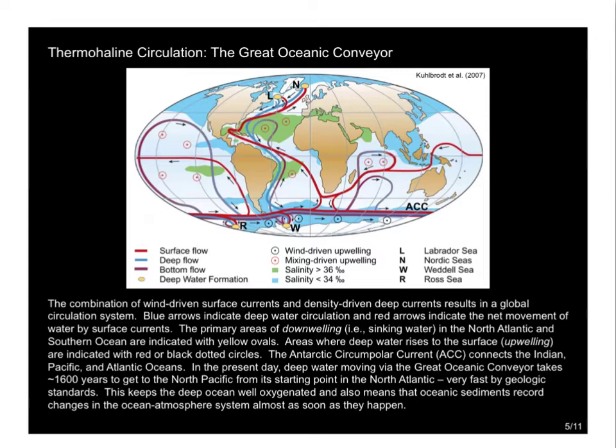Thermohaline means heat, that's thermo, and salinity, that's haline. In other words, the two factors that control density and drive ocean water movement. Let's start here in the North Atlantic, where most of the water in the deep ocean starts. The yellow ovals that you see indicate areas of downwelling of very cold water.